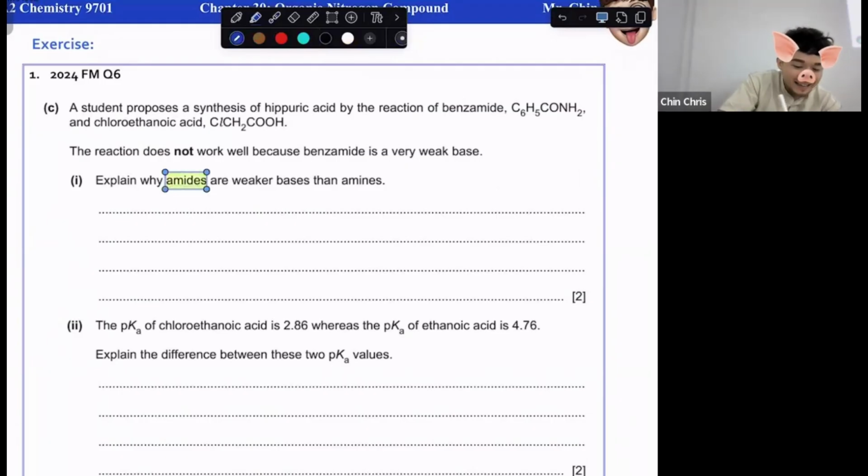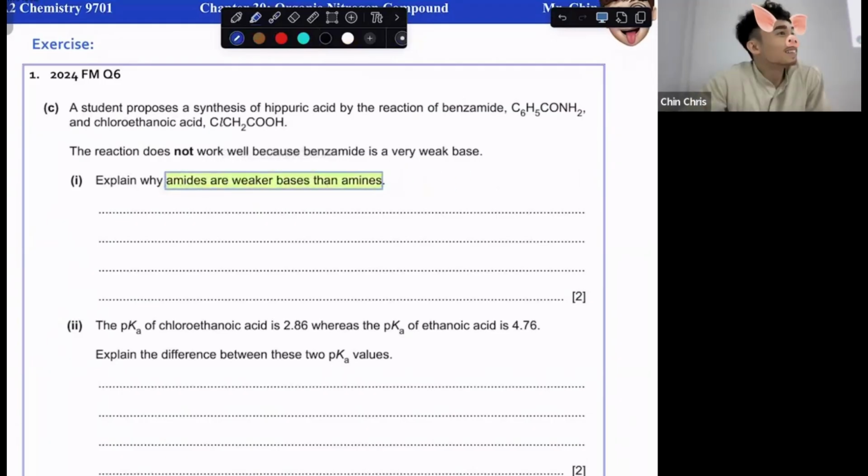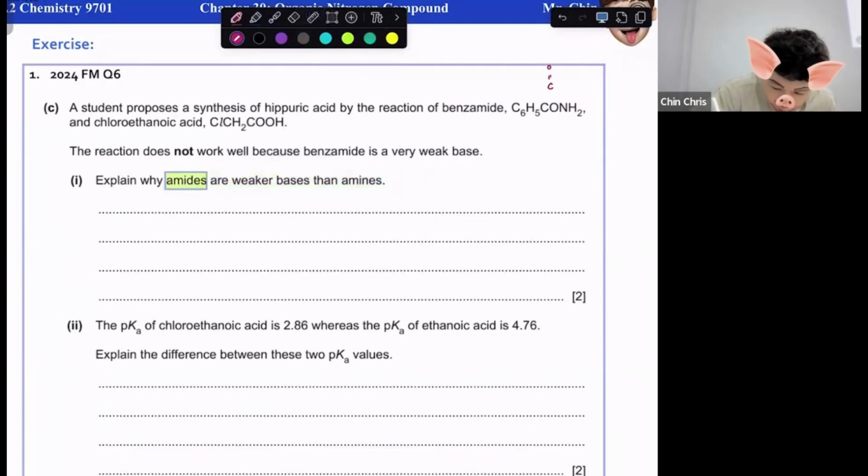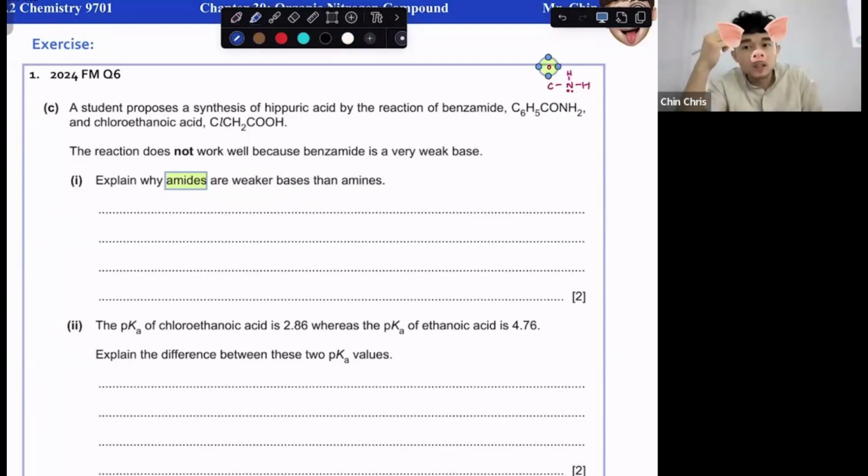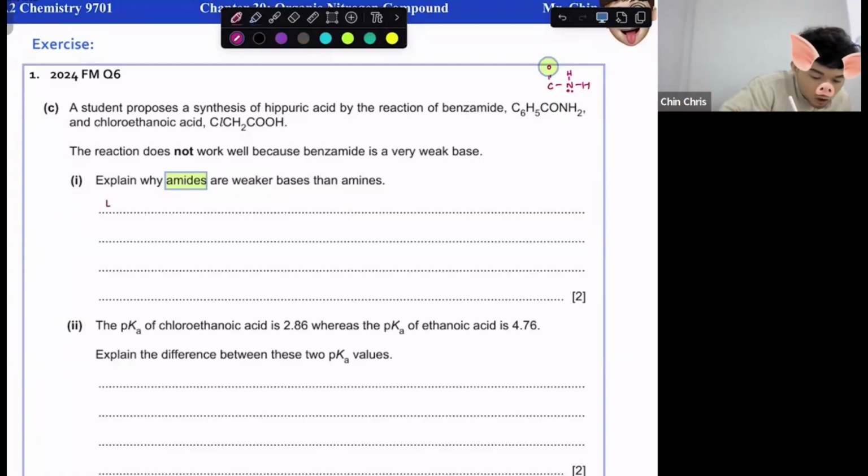Let's look at why amides are weaker bases than amines. The reaction does not work well because benzamide is a very weak base. This is a benzamide. Why is it weaker than amine? Because of the presence of highly electronegative oxygen atom acting as an electron withdrawing group.